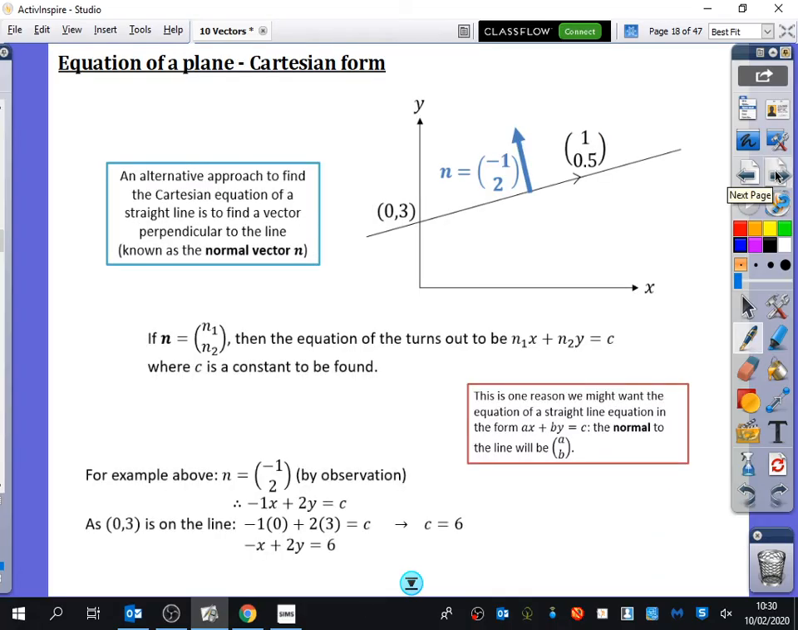Okay, so we're going to now look at a Cartesian form of the equation of a plane. We did the Cartesian form of the equation of a line, but we're going to have a look at an alternative way of doing this. And actually, we've already come across the Cartesian form of the equation of a plane. When did we come across it?